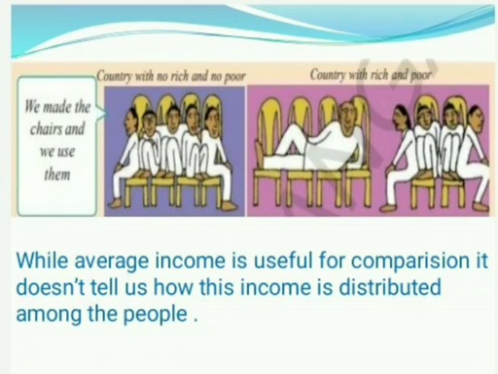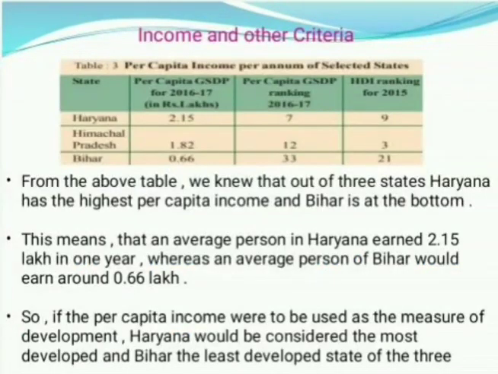So, what are those criteria? Let us learn. The above table gives the per capita income of Haryana, Himachal Pradesh and Bihar. We find that out of the three states, Haryana has the highest per capita income and Bihar is at the bottom. This means that an average person in Haryana earned 2,50,000 rupees in a year, whereas an average person of Bihar would earn only around 66,000 rupees. So, if the per capita income were to be used as the measure of development, Haryana would be considered the most developed and Bihar the least developed state of the three.